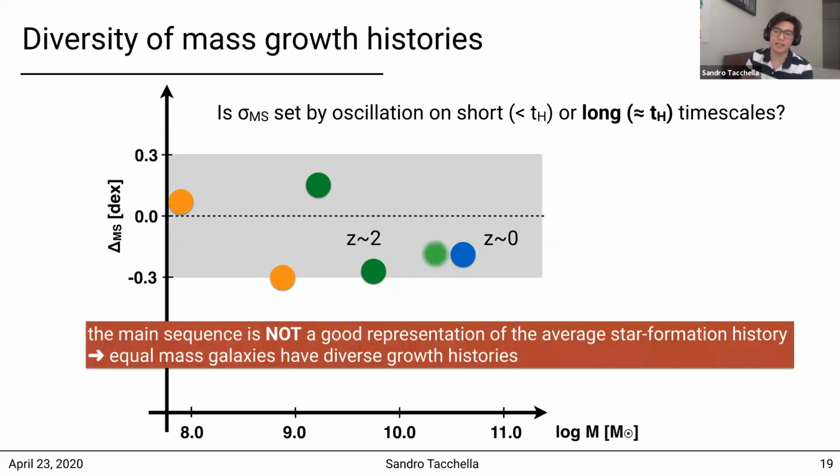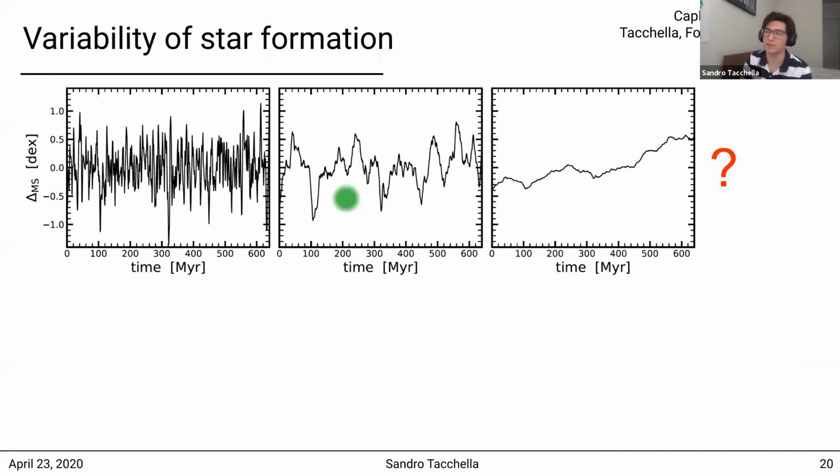And so this means that the main sequence is not a good representation of the average star formation history, and equal mass galaxies actually have very diverse growth histories. And so I would say that the physics of star formation gives us a lot of interest to study the scatter around the main sequence, but then we also have interpretation problems when we have these long time scale oscillations.